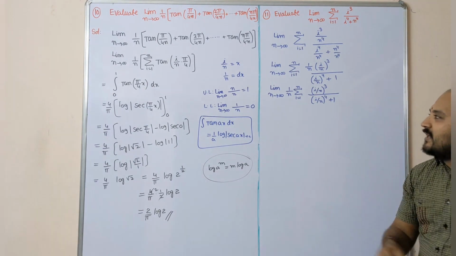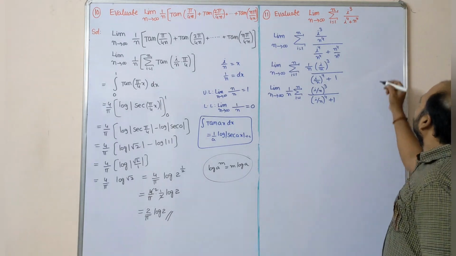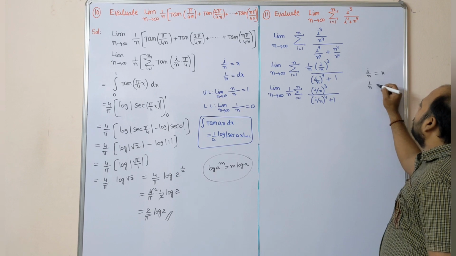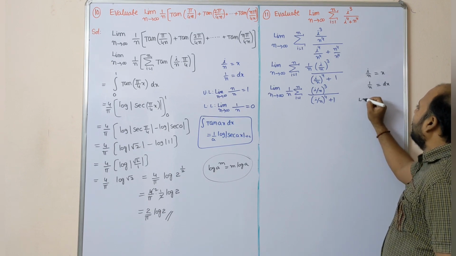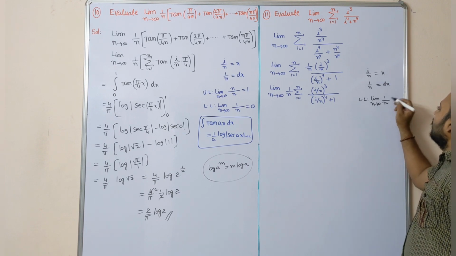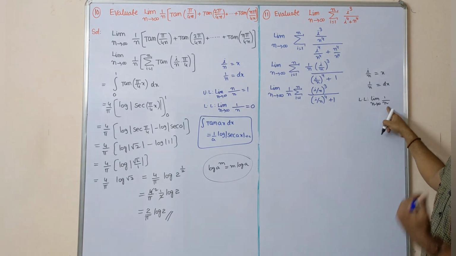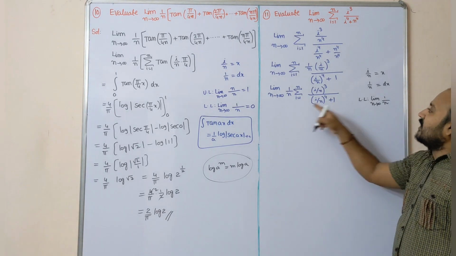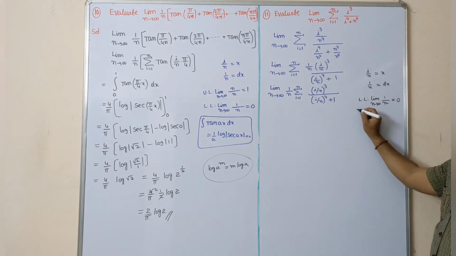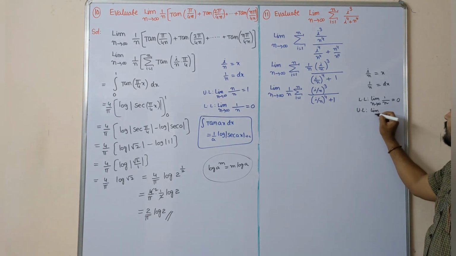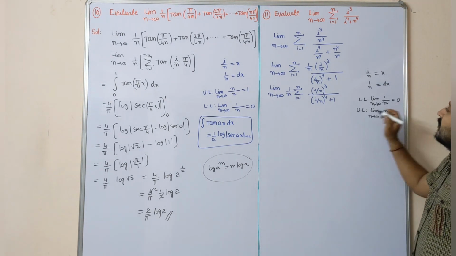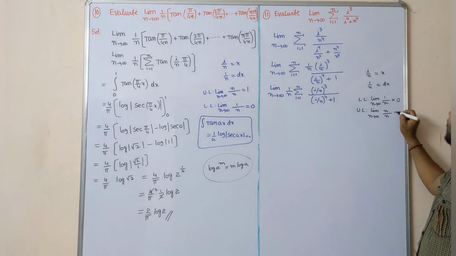Later on what we have to do? Common procedure. Let i by n is equal to x and 1 by n is equal to dx. Find out the lower limit now. Limit n tends to infinity, n in the denominator is the total number of partitions. What is the initial value of i? 1. Limit n tends to infinity, 1 by n value goes to 0. Upper limit: when n tends to infinity, total number of partitions are n and the final value of i is n. So n by n is equal to 1.